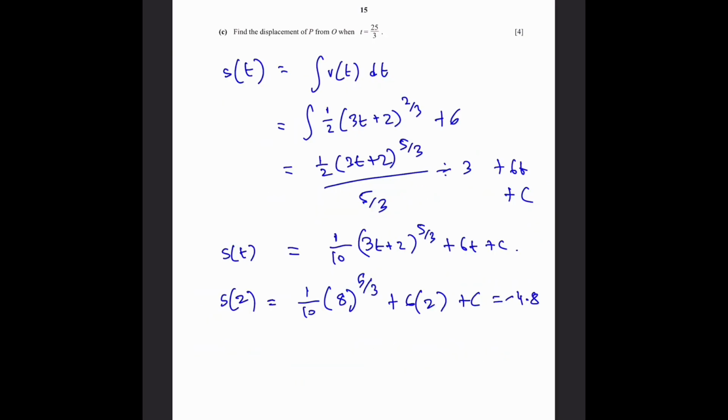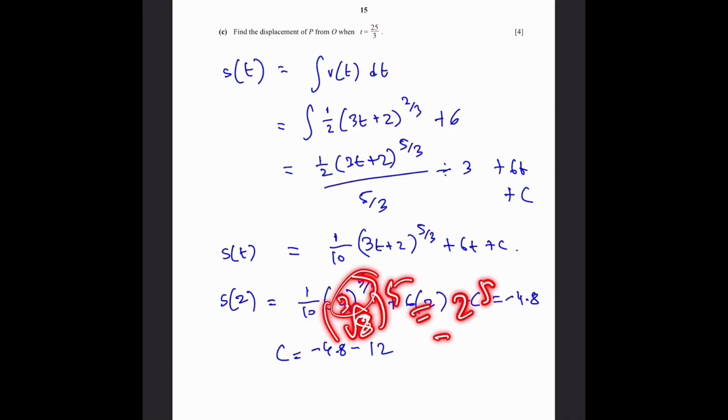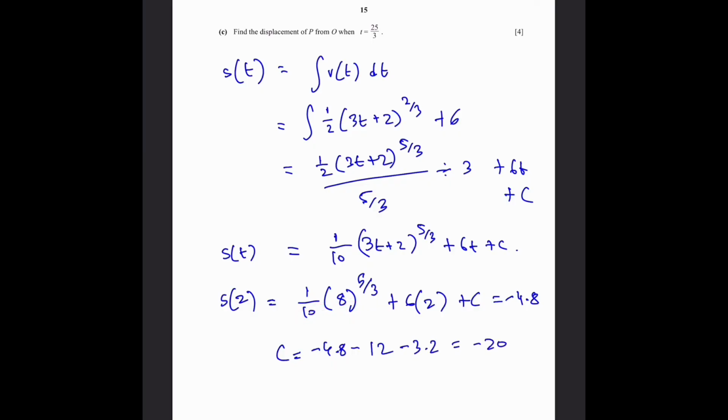And that means c is equal to negative 4.8 minus 12, which is 6 times 2, minus this value. So 8 to the power of 5/3 is just the cube root of 8 whole to the power of 5. 2 to the 5 is just 32. Now 1/10 of this is 3.2. Subtracting 3.2, we get negative 20.